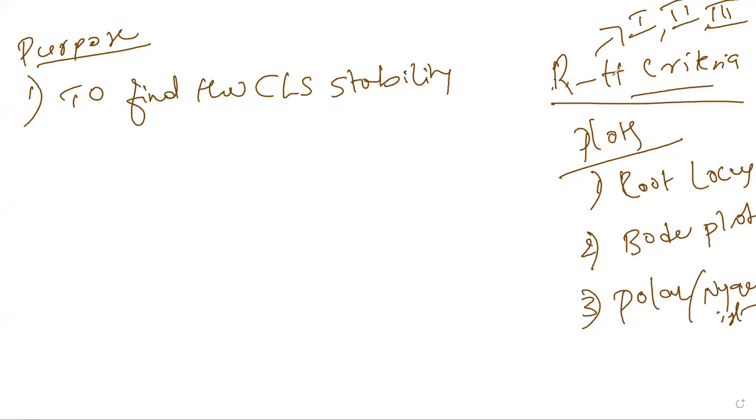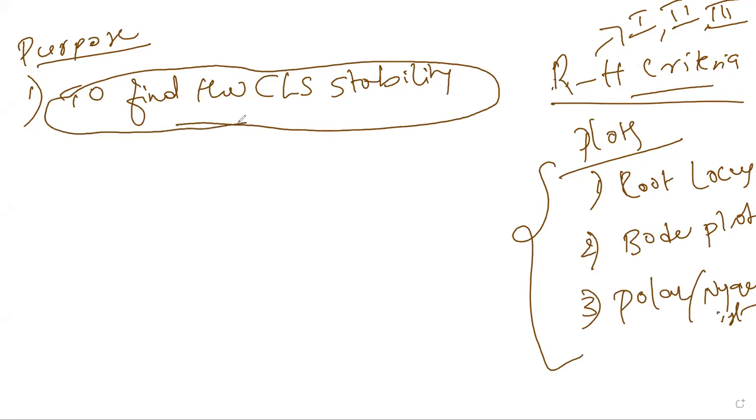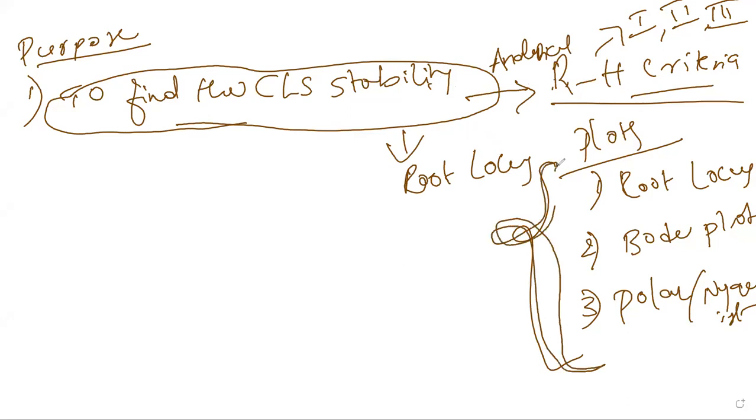So the main purpose of these plots is also to find the closed loop system stability, right? The main purpose of root locus also is to find the stability of the closed loop system. Initially we used RH criteria, which is an analytical, mathematical method to find the stability of a closed loop system. And these are graphical procedures, graphical plots which we use to find the closed loop system stability.